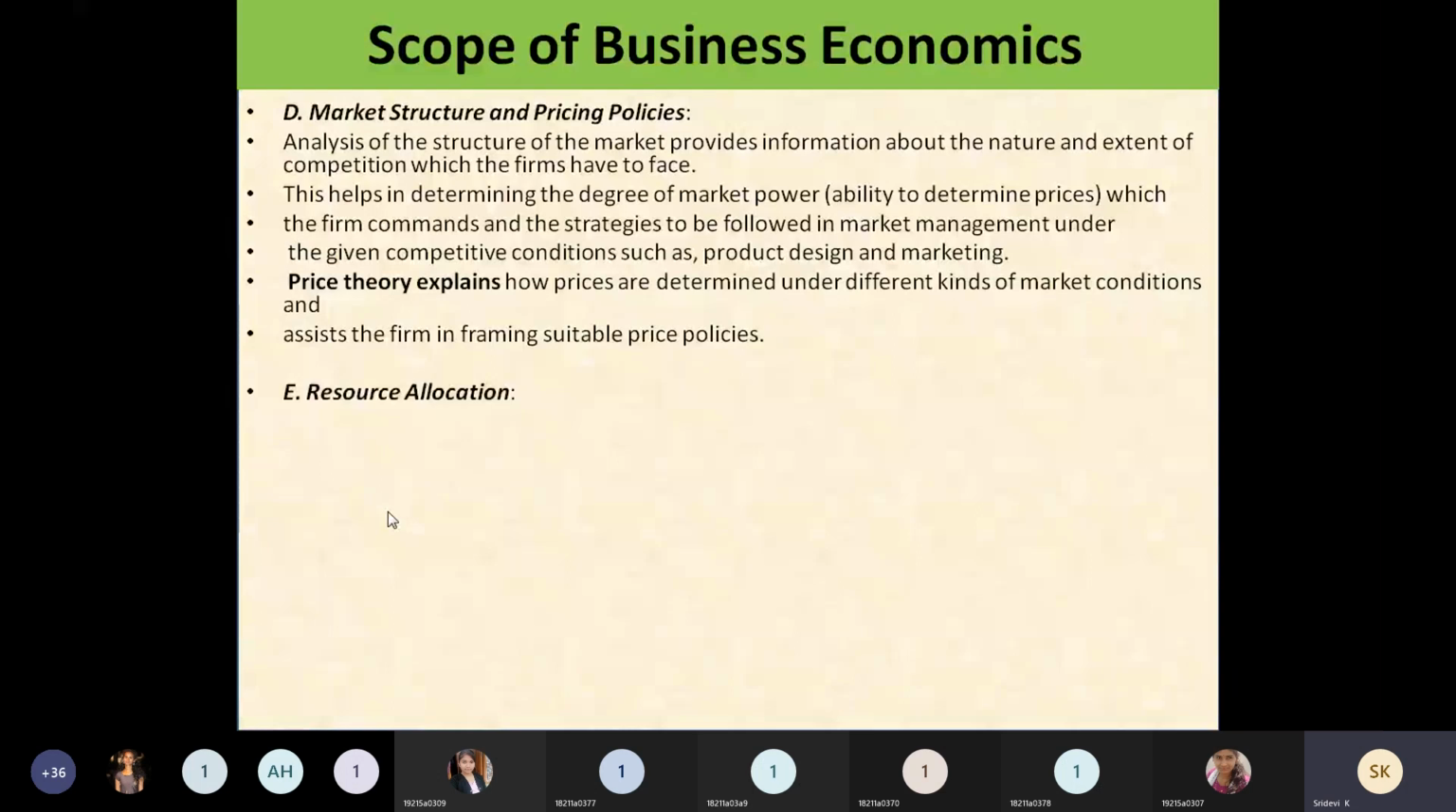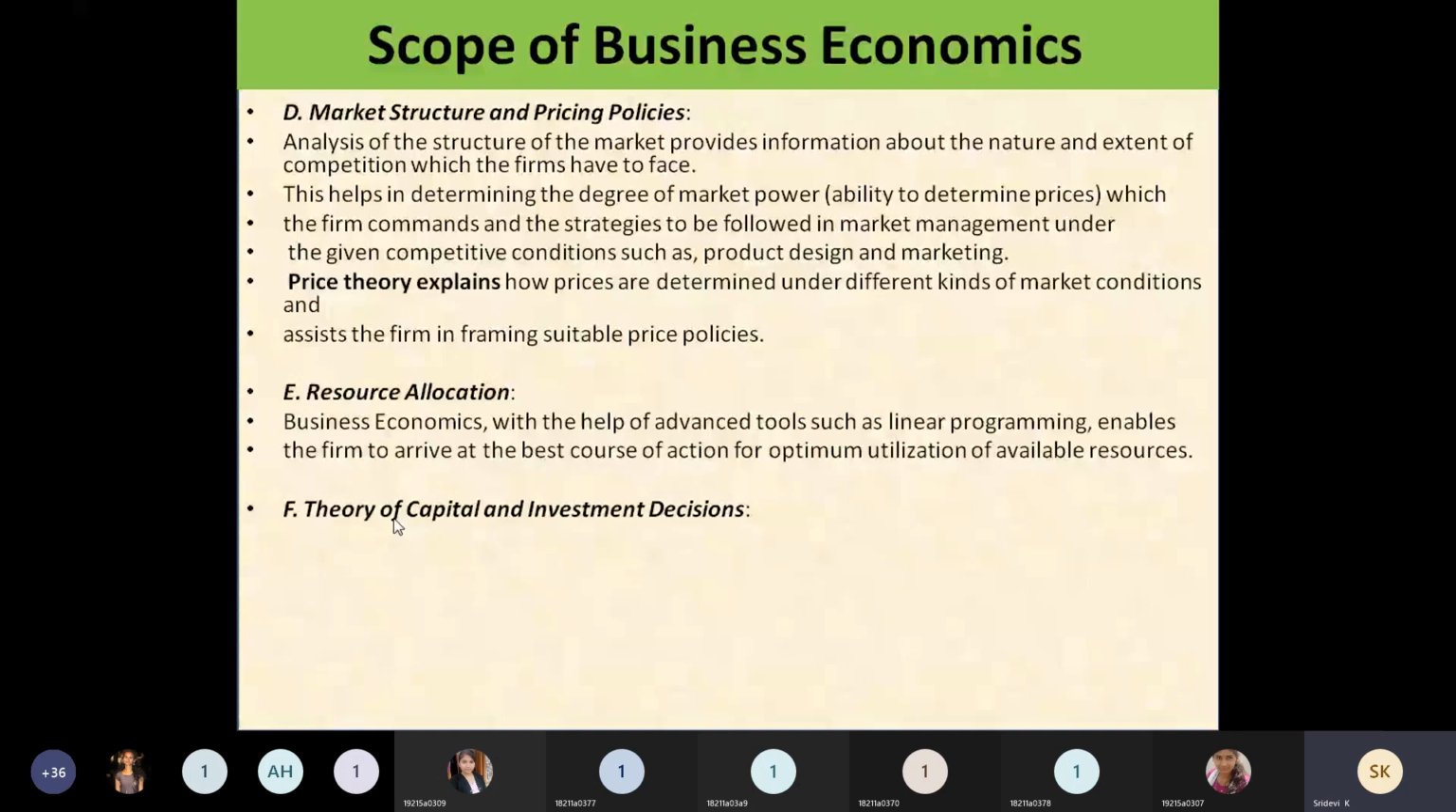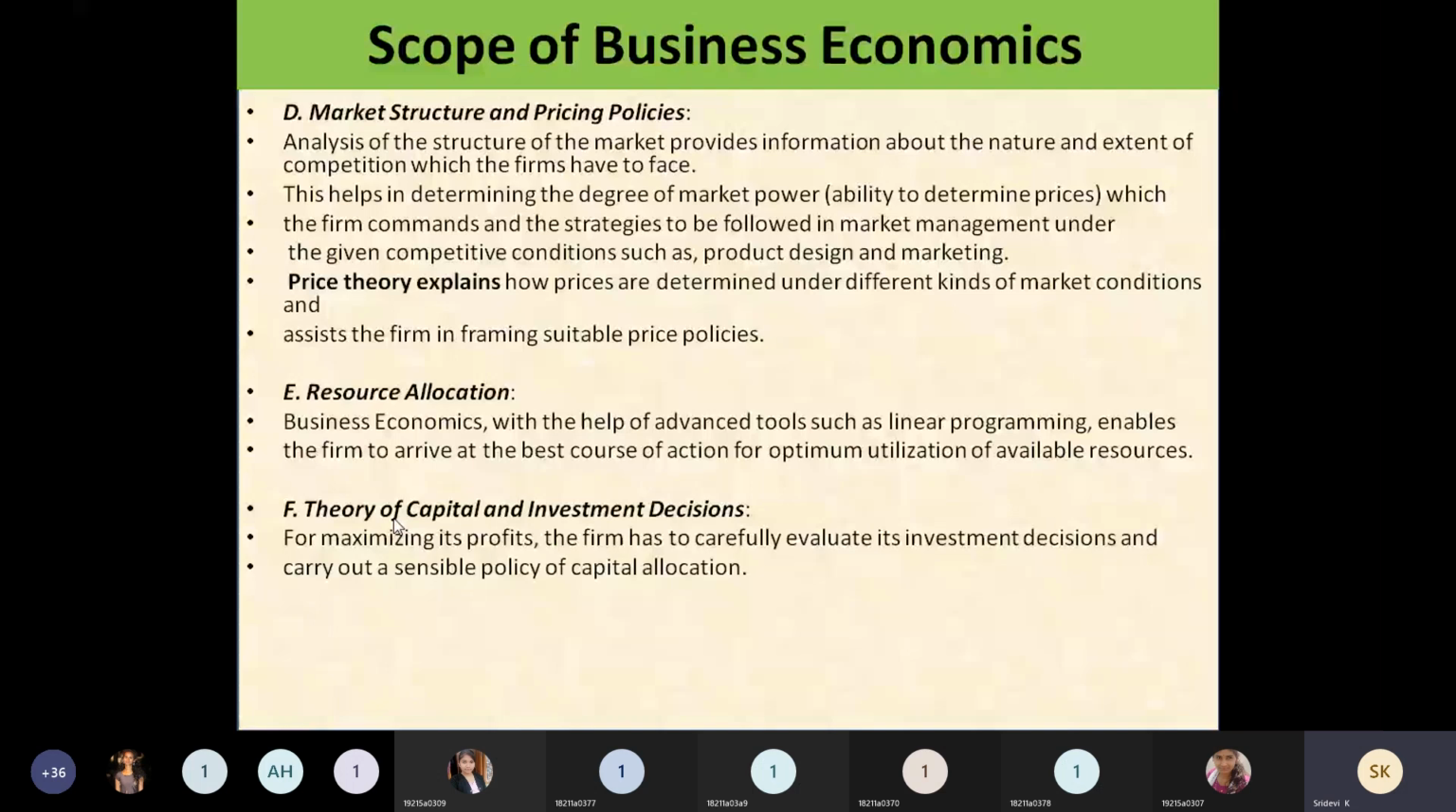And resource allocation: all the resources like inputs, your employees, your raw material, technology, etc. All those resources you must handle properly. You cannot waste any resource. How that can be handled comes under this. You are going to apply tools like linear programming, etc., to identify the optimum utilization of the resources that are available.